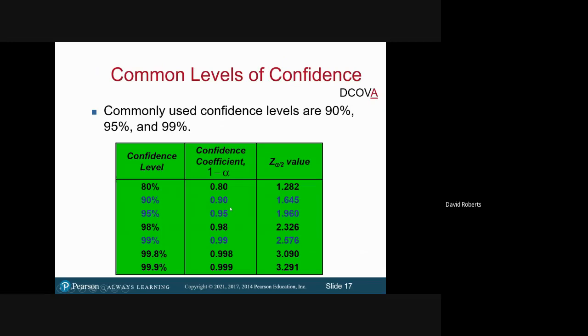So also, the alpha would be the opposite. So if it's a 90% confidence level, it's a 10% alpha. If it's a 99% confidence level, the alpha is 1%. Because sometimes you're going to be given the level of significance, which is going to be a number between 0 and 1.